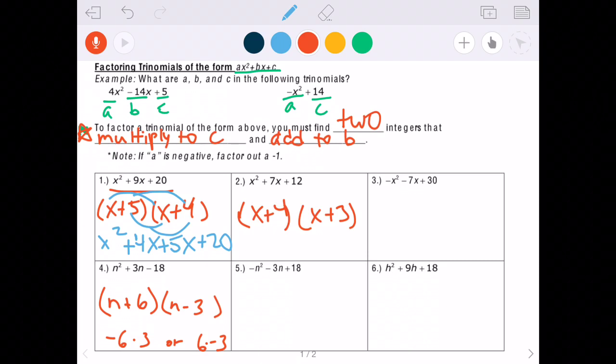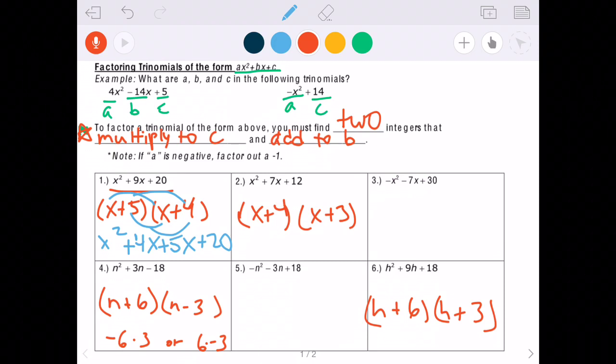Number 6, we have h's now, starting with my binomials. So two numbers that multiply to 18: we have 18 times 1, 9 times 2, 6 times 3. It looks like 6 and 3 is going to be our combination because 6 plus 3 equals 9. So that is what that answer is going to be.